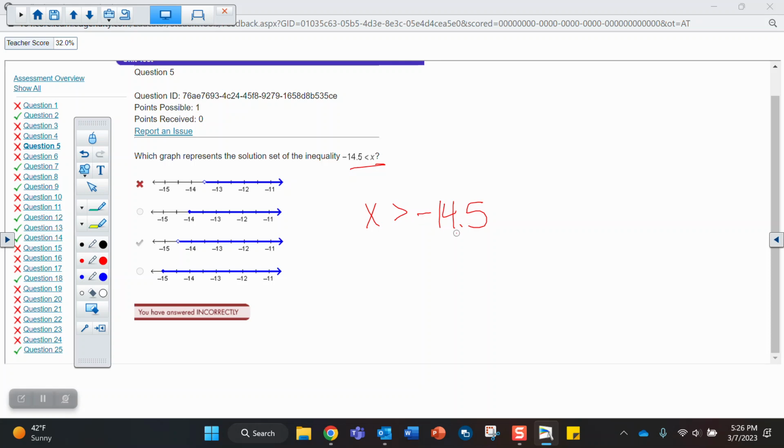Remember, when we're going in the negative direction, the larger the digit when they're negative, actually the smaller the number. Negative 14.5 is between negative 14 and negative 15, and you have it up here. That's actually negative 13.5. It is an open circle, and it is shaded to the right.